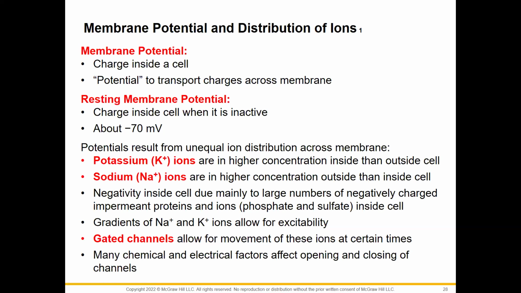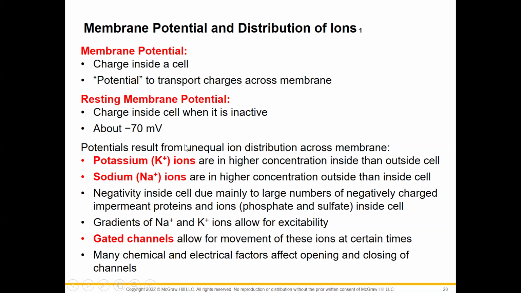Membrane potential and distribution of ions. Membrane potential is what we're calling the charge inside the cell. The potential of the membrane potential is the ability to transport charges across the membrane. The resting membrane potential is the charge on the inside of the cell when a neuron is at rest, when it is not doing anything, when it is inactive, just sitting down, relaxing, waiting for the next job. That charge is minus 70 millivolts.